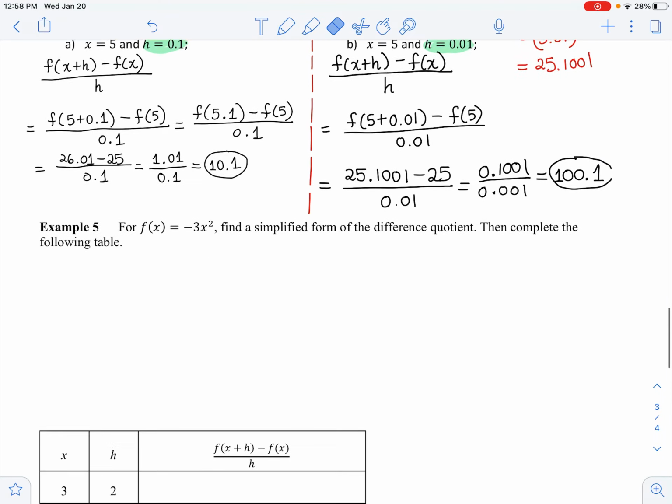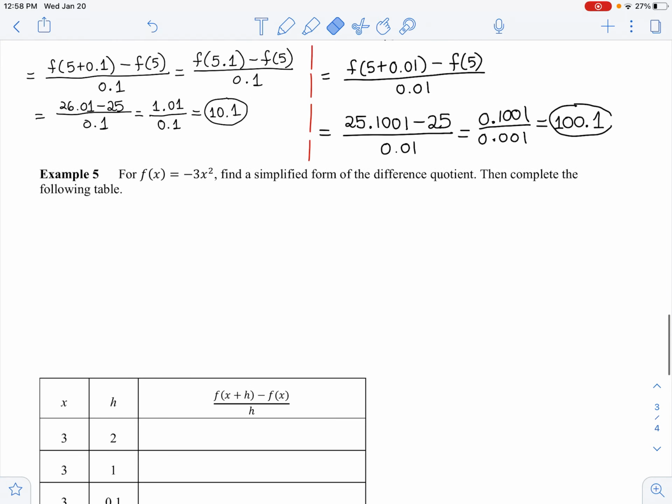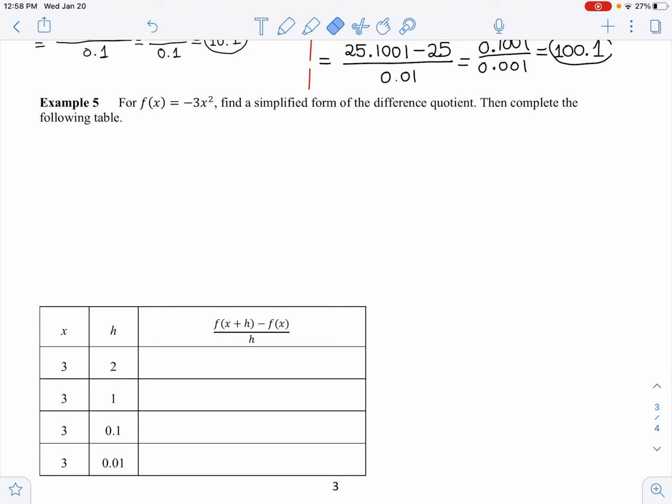All right, let's do example 5 and 6 in this video. For f of x equals negative 3x squared, find a simplified form of the difference quotient. Then complete the following table. All right, so the difference quotient formula is f of x plus h minus f of x.